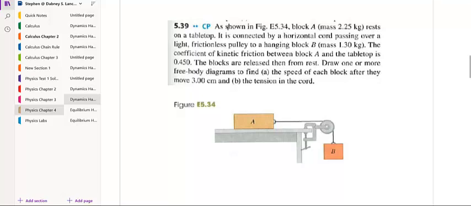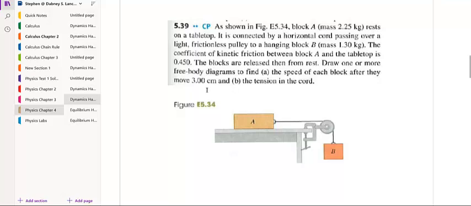But let's read it. Okay, so as shown in the figure, block A, 2.25 kilograms, rests on a tabletop. It's connected by a horizontal cord passing over a light frictionless pulley to a hanging block B. The coefficient of friction between A and the tabletop is 0.45, and that's kinetic. You see it's kinetic. The blocks are released then from rest. Draw one or more free body diagrams to find A, the speed of each block after they move 3 centimeters, and the tension in the cord.